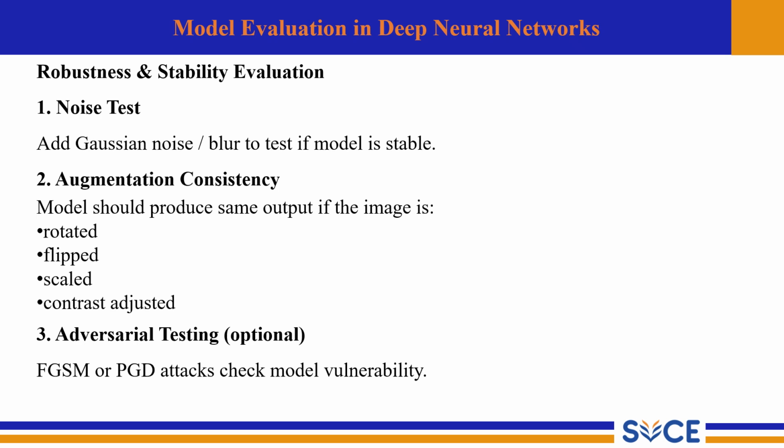To ensure a CNN is reliable and stable under real-world conditions, we perform robustness tests. First one, noise test. Add Gaussian noise, blur or other distortions to input images, which checks if the model's predictions remain consistent and accurate.